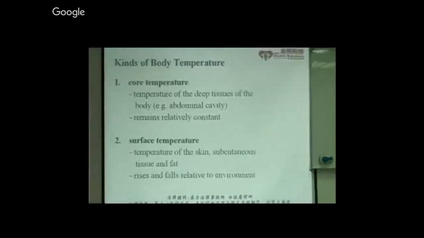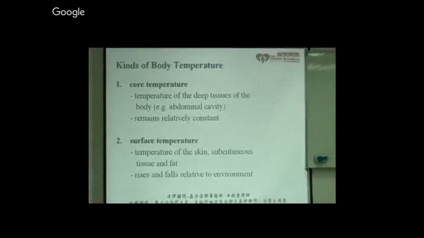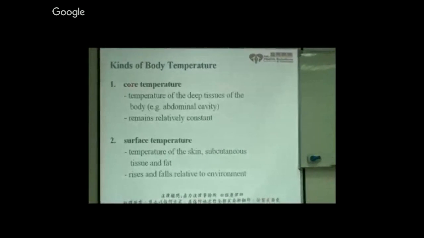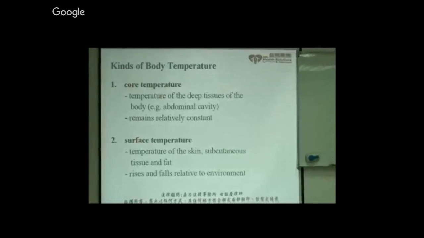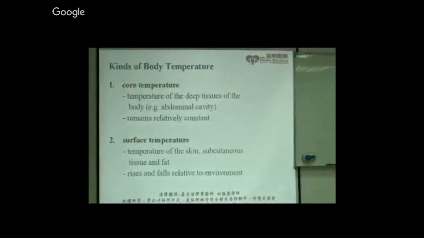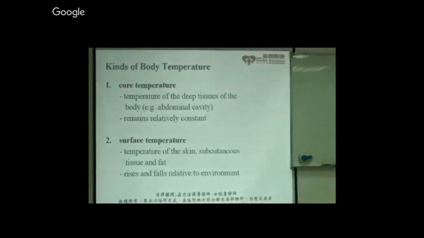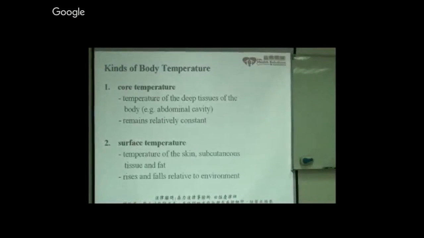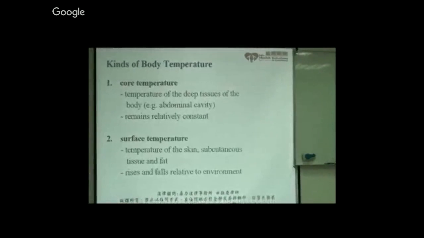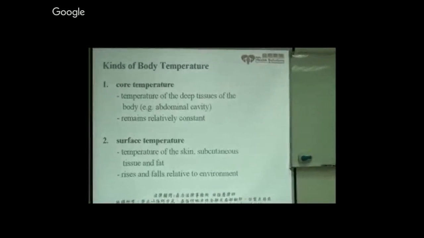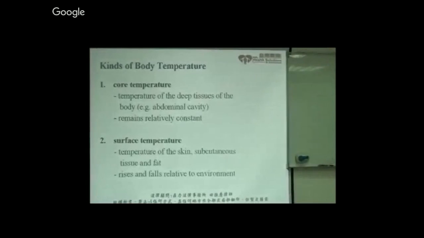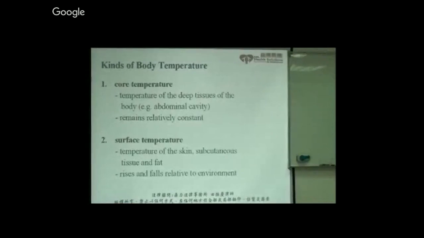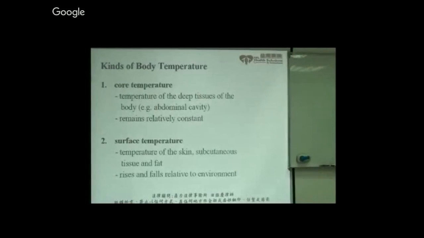There are 2 kinds of body temperature. We call it core temperature and surface temperature. When you say core, meaning in the center, so inside the body, the temperature of the deep tissues of the body. Example will be your abdominal cavity. It remains relatively constant. Anywhere you get the temperature inside the body, it's the same.